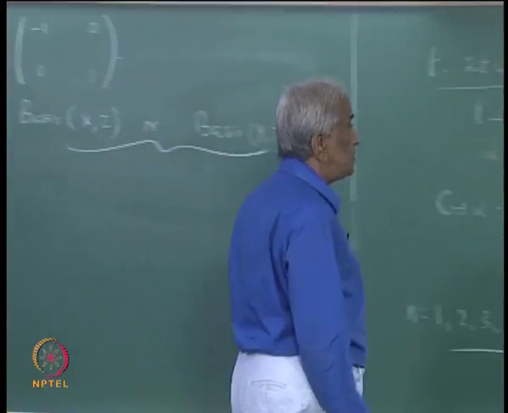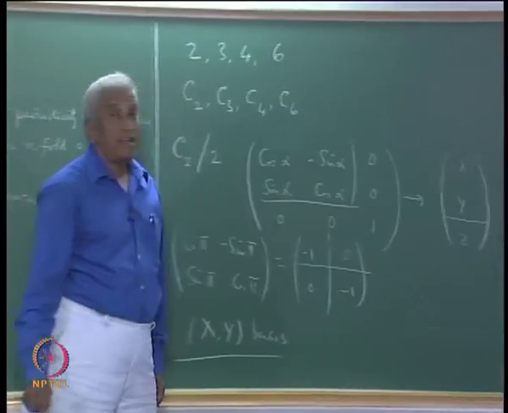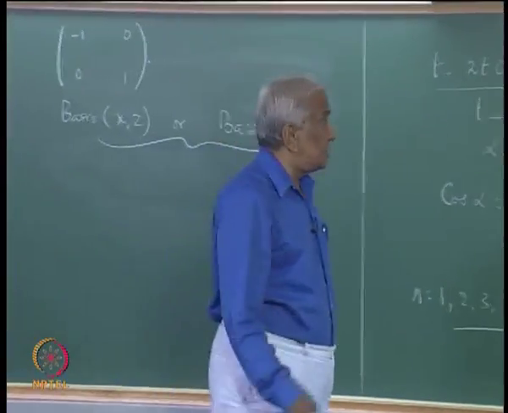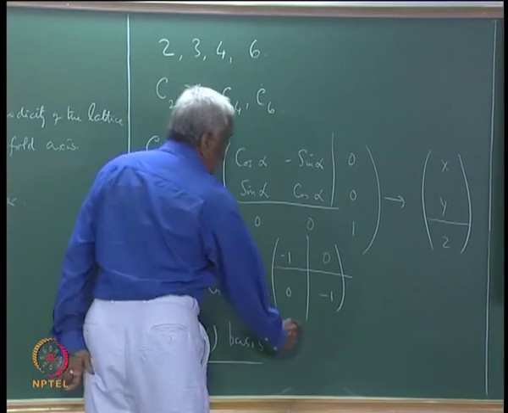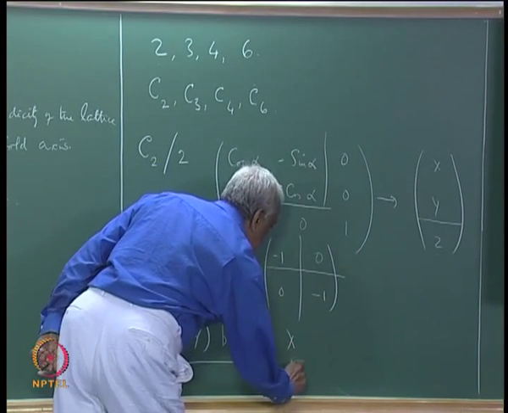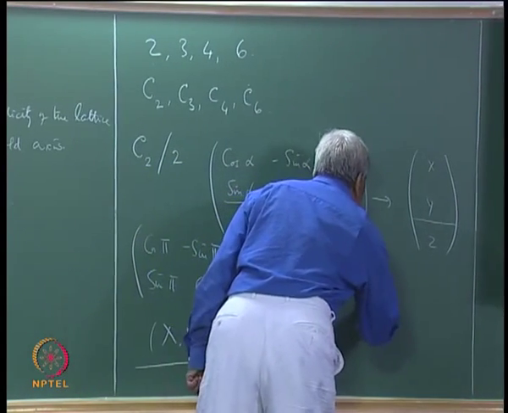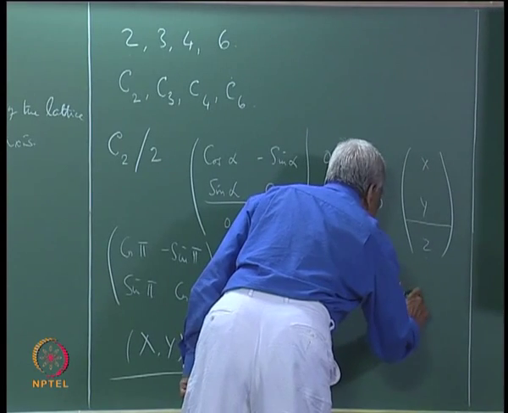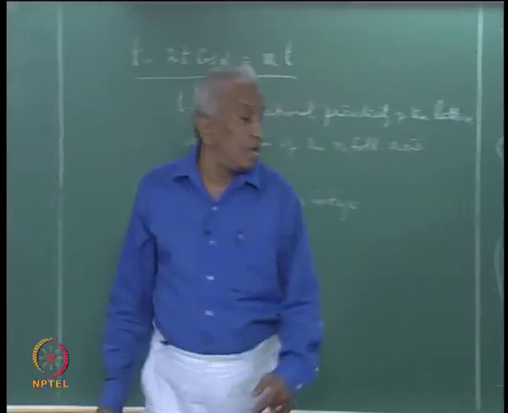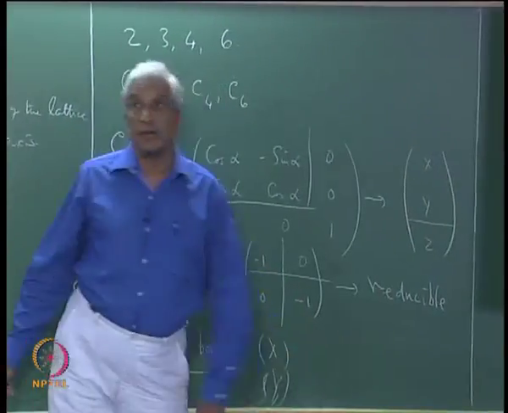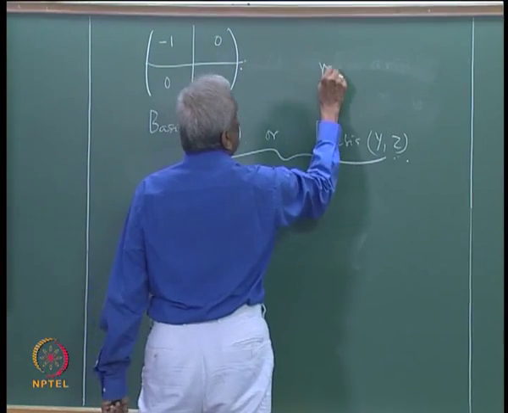Now, since it is of this form, we can of course factor it further, partition the matrix further, and the corresponding basis can be 1 dimensional. So, x or y. So, this is a reducible representation. The 2 dimensional representation can be reduced into 2 one dimensional representations. Similarly, these also can be reduced. So, this is also reducible.